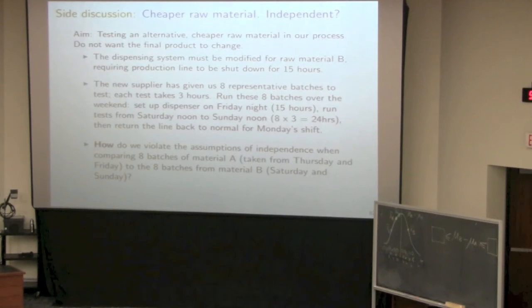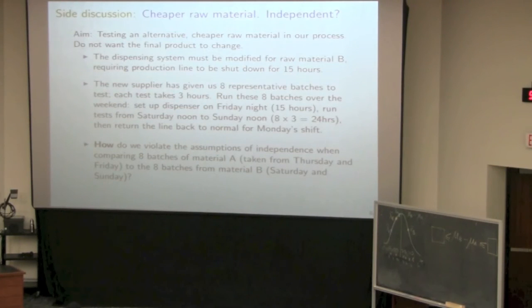The supplier of this new material, they give you a freebie of 8 batches to test. Each batch is 3 hours. So you can run that over the weekend. You think this is great. The process isn't running over the weekend anyway. I can come in, do this work, 8 times 3, that's 24 hours, do the plant trials, and get the line back ready for regular production on Monday morning. So you're going to do all your batches for me over the weekend.